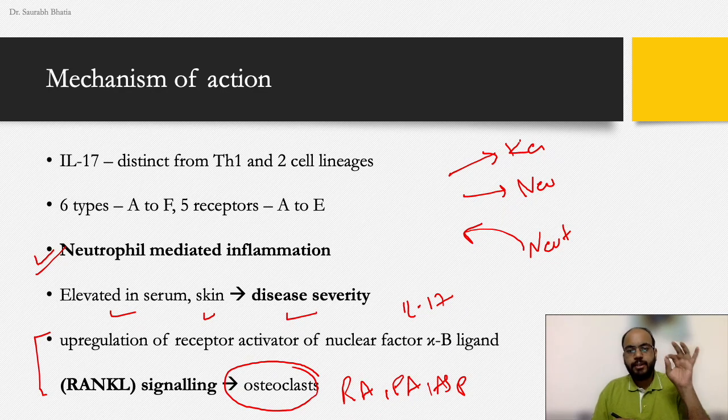When it acts on keratinocytes, it increases the proliferation of keratinocytes, making the psoriatic plaque. When it acts on neutrophils, it increases the migration of neutrophils from the blood to the skin, leading to neutrophil-mediated inflammation. And it has a third action, RANK ligand-mediated action on osteoclasts, where it leads to joint space destruction, leading to arthritis like rheumatoid arthritis, psoriatic arthritis and ankylosing spondylitis. You clear on that? For us dermatologists, it is majorly on keratinocytes and neutrophils. Clear? So let's move forward and discuss.